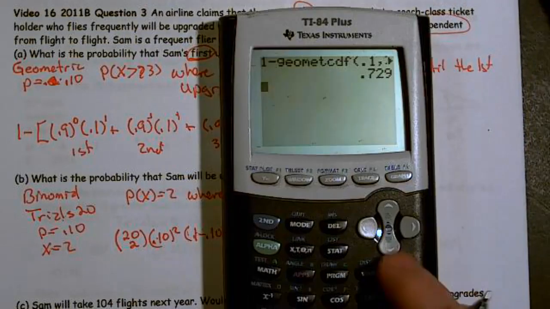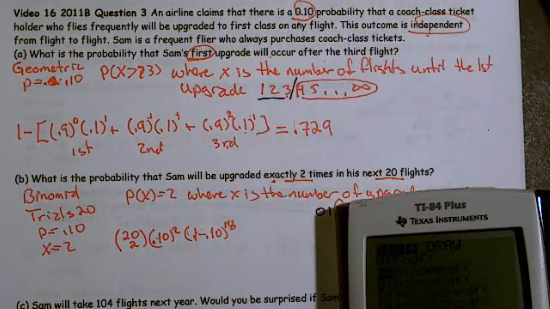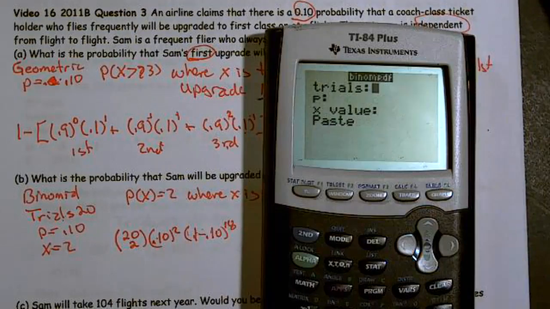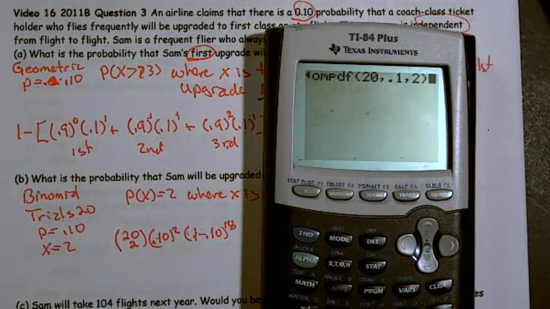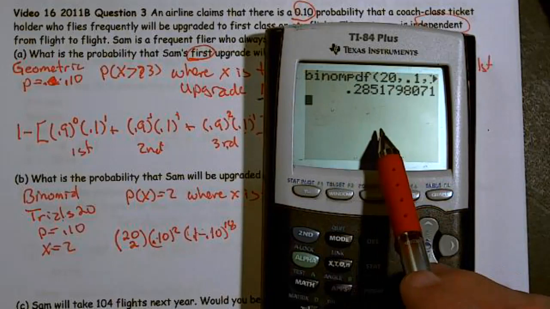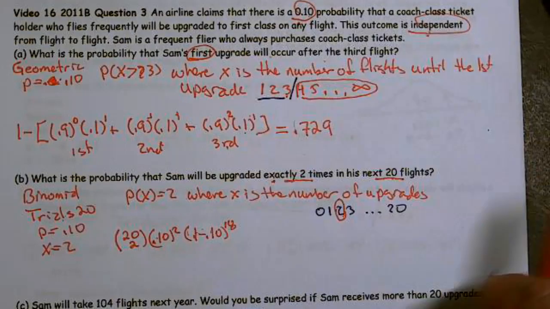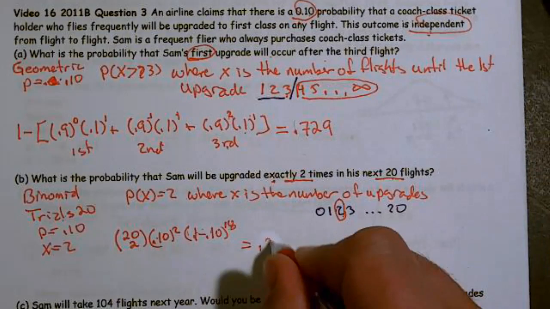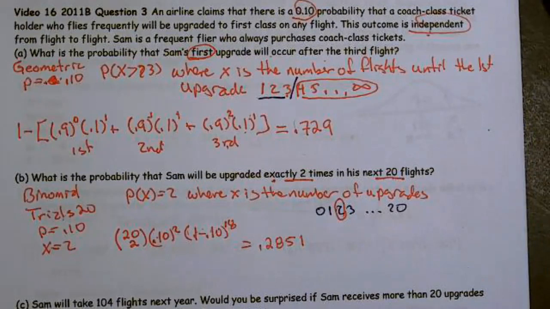So when I go to the calculator, I'm going to go 2nd Vars. It's a binomial PDF because it's only a singular value that was selected. Our trials, well, we said that there were 20. Our p-value, 0.1. And our x value is 2. And so we end up getting 0.28517. And that will take care of our answer, and we're done with that part.